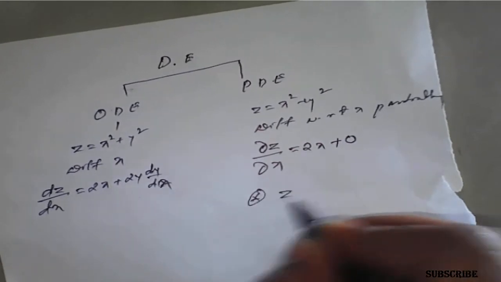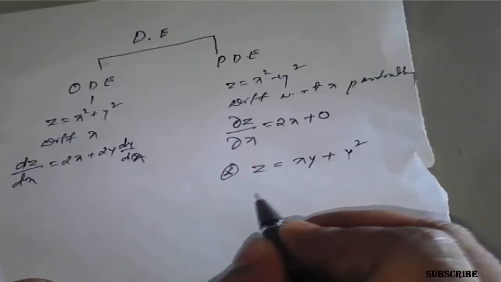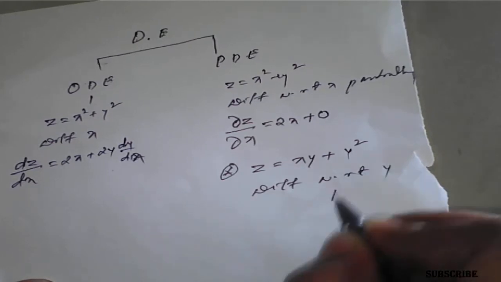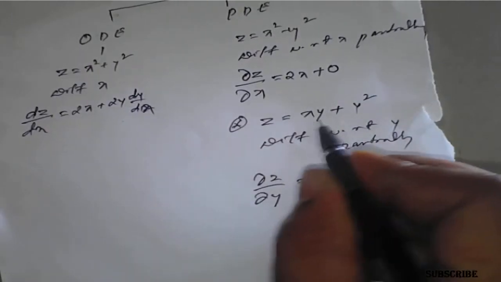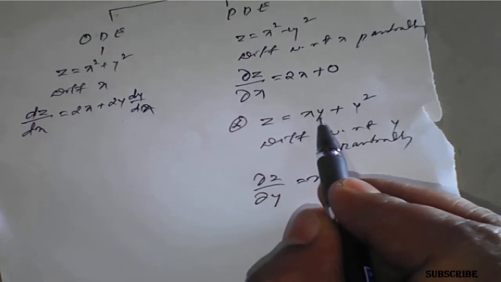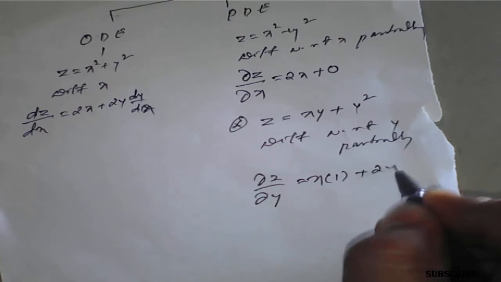One more example for the partial derivative. If z is equal to xy plus y square, differentiate with respect to y partially. So dou z by dou y is equal to, we do not need to apply the product formula, we treat x as a constant. The differentiation of y with respect to y partially is 1, and the differentiation of y square partially with respect to y is 2y.